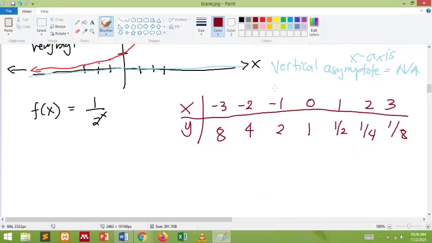You try to solve on your own, guys. You try to just substitute the values of x to this function. You will get the same results. Okay?